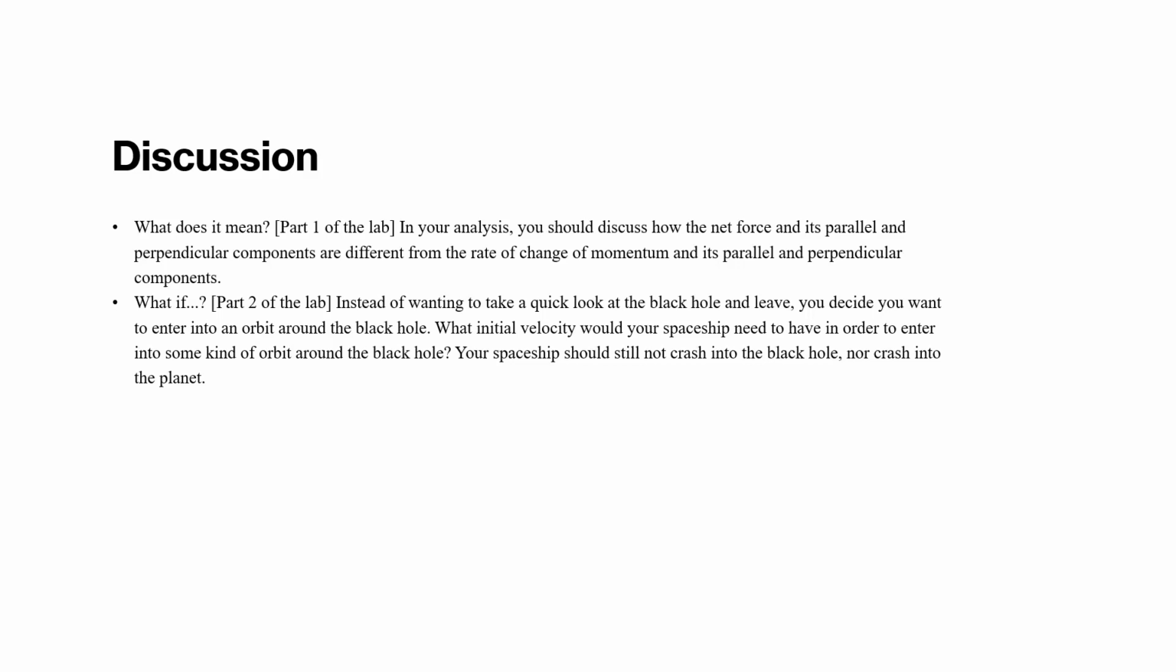And for part 2, how would we find the initial velocity needed to enter an orbit around the black hole? I wasn't able to get this exactly. Spent a good while on it, but the general idea is we would need to reduce the magnitude of the initial velocity in the x direction and increase the velocity in the y direction to put it into the same motion as the planet. But again, I couldn't get actual calculations for it. But that is the end.